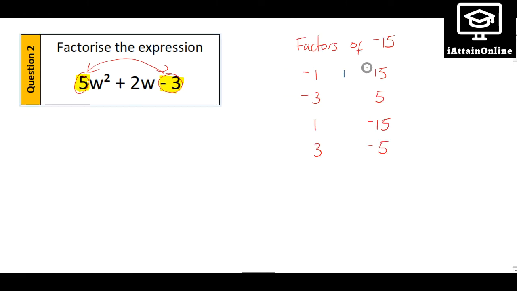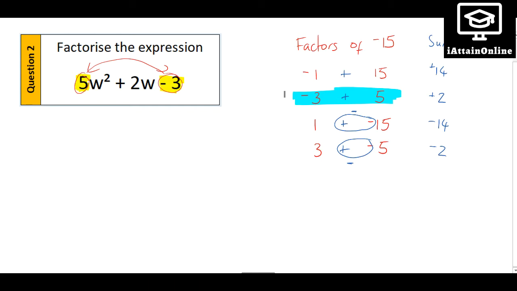So now I want the sum of each of those pairs of numbers. Negative 1 plus 15 would give me a positive 14. Negative 3 plus 5 would give me a positive 2. 1 plus negative 15, when you have two signs next to each other and they're different, that becomes a takeaway. So 1 take away 15 gives me minus 14. Same here, that becomes a minus 2. So the ones I'm going to be using are negative 3 and positive 5.